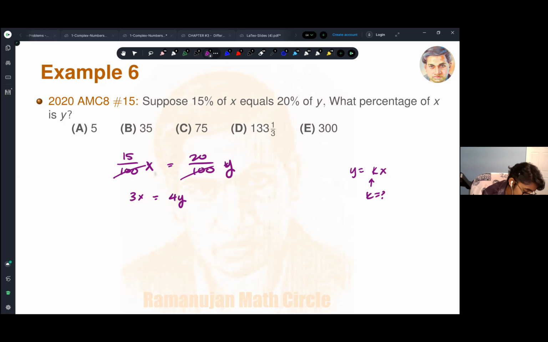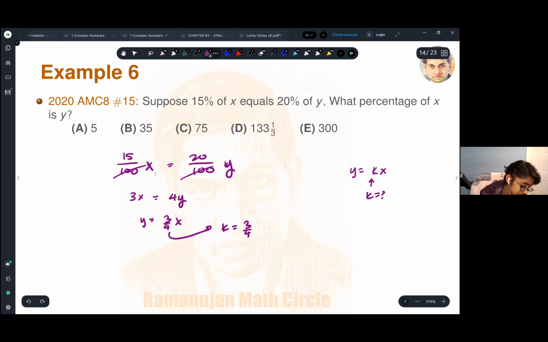So now we're getting close to the form we want, a y is equal to kx form. So what we're going to do is divide both sides by 4. So we have y is equal to 3/4 x. So now our k is 3/4.